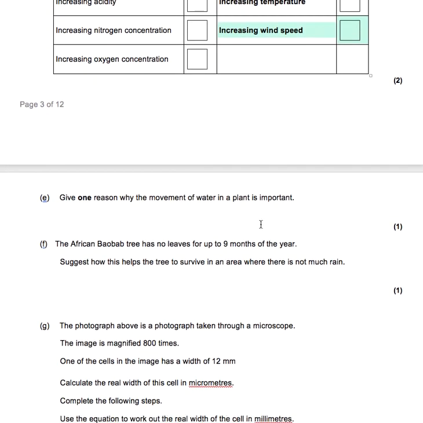So one reason why the movement of water in the plant is important, well, there's a number of things you might say here. You need your water for photosynthesis.